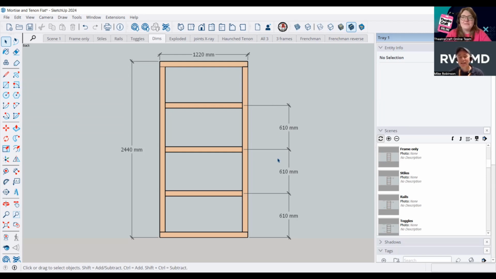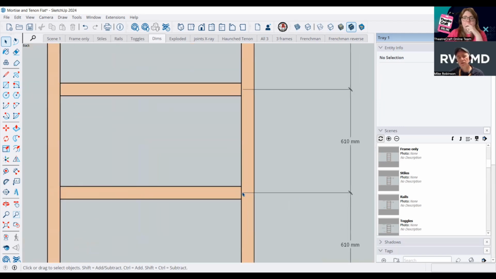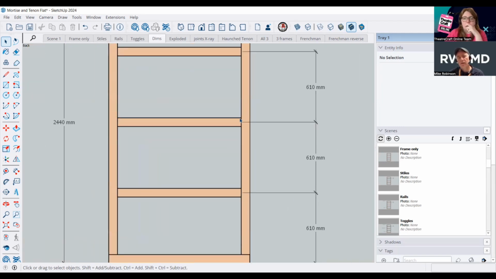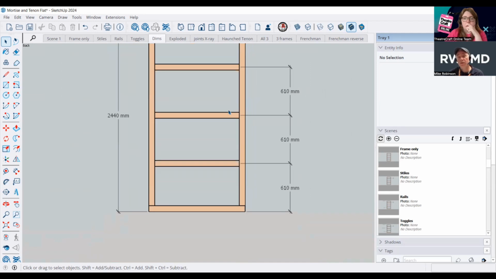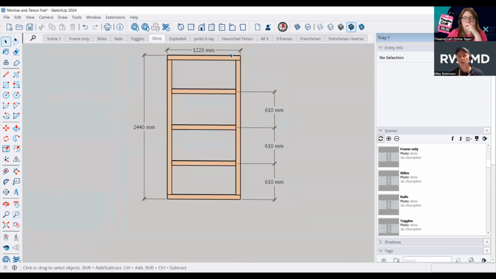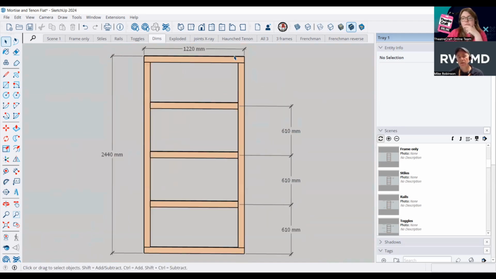So 6-10 centers, really important, and just to clarify what it means by 6-10 centers. You start at the bottom. I know this is obvious, but it is worth clarifying. You start at the bottom, and then to the center of a stile is 6-10, and then another 6-10, so 1220, and then another 6-10, i.e. 1830. We don't need one at the top because we've already got our rail at the top, which is at the very top of that, 2440.